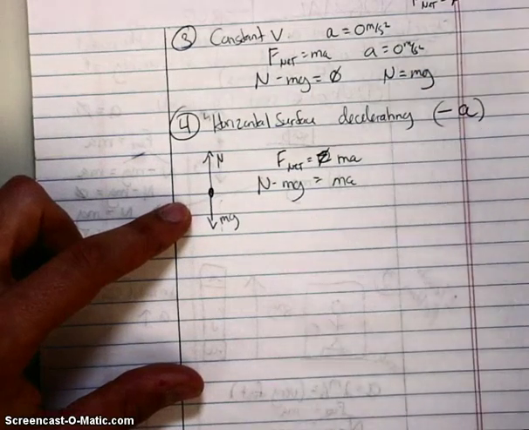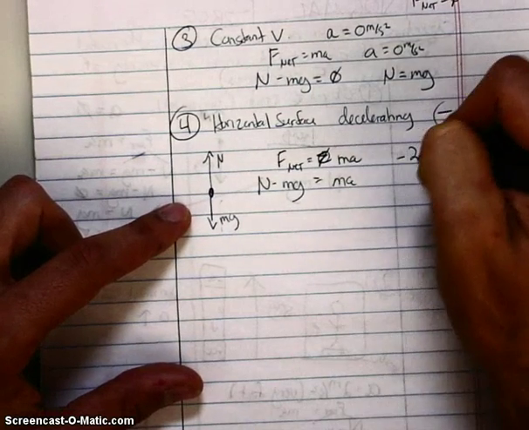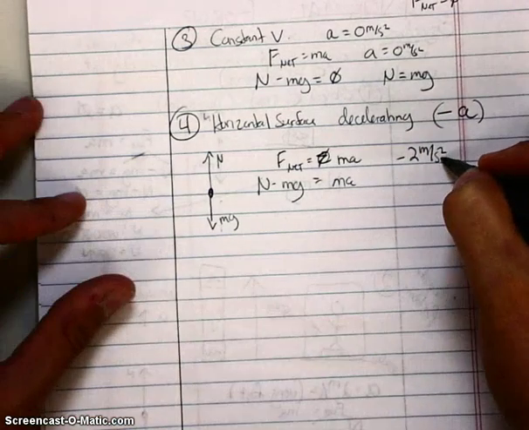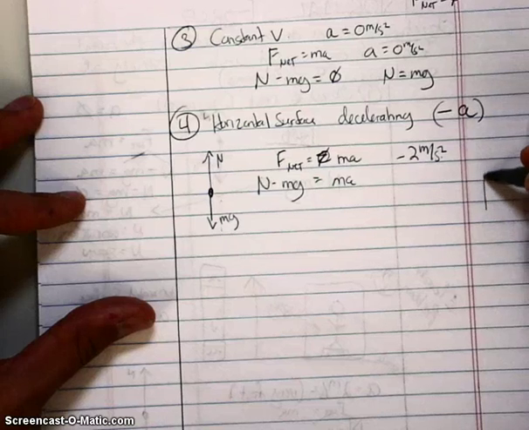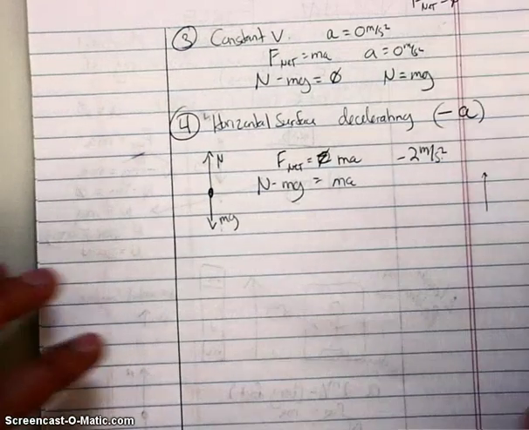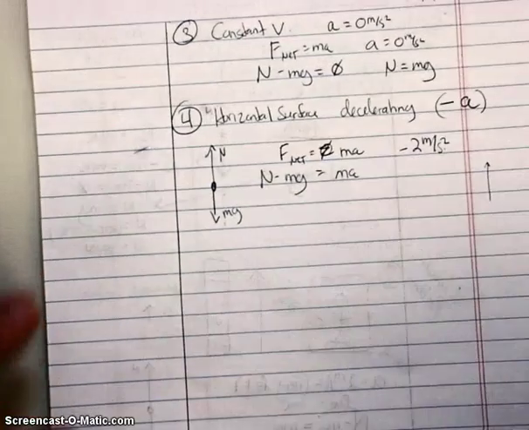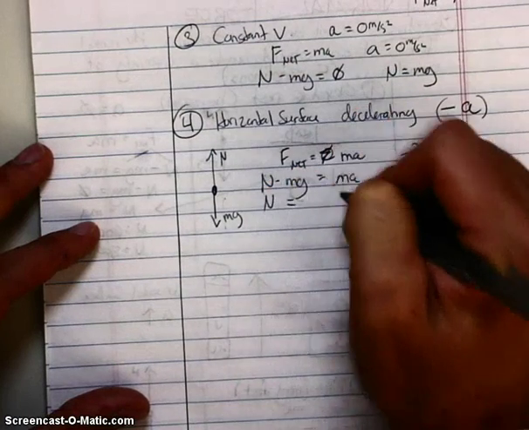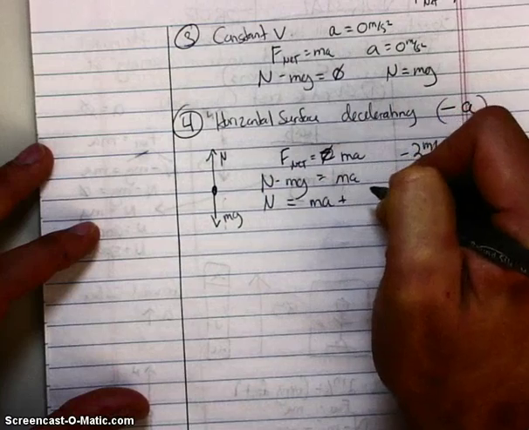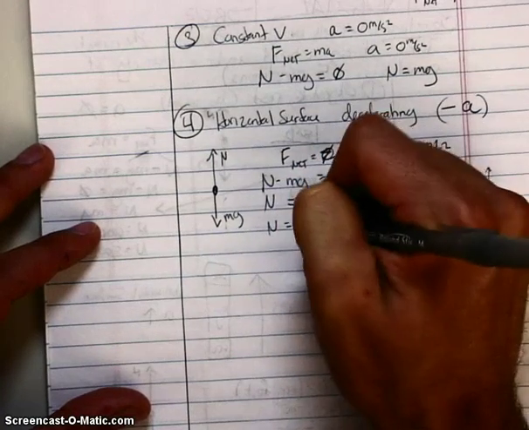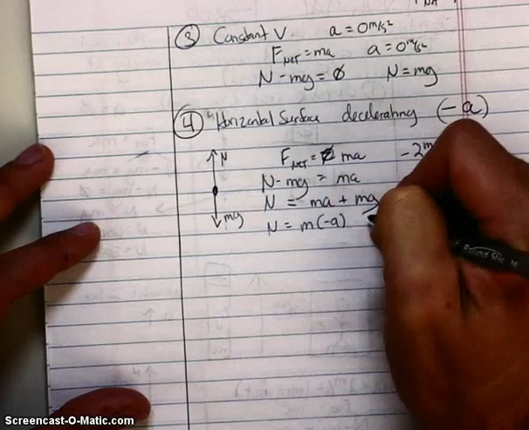Now let's say again it's going to decelerate at negative 2 meters per second squared. So notice this is now negative acceleration. And there's something else I want to point out too. This elevator is still going up. The elevator is still going up. The issue is it is slowing down going up. So acceleration is still negative 2 meters per second squared. So right now, N equals ma plus mg. Okay? N equals m times negative a plus mg.